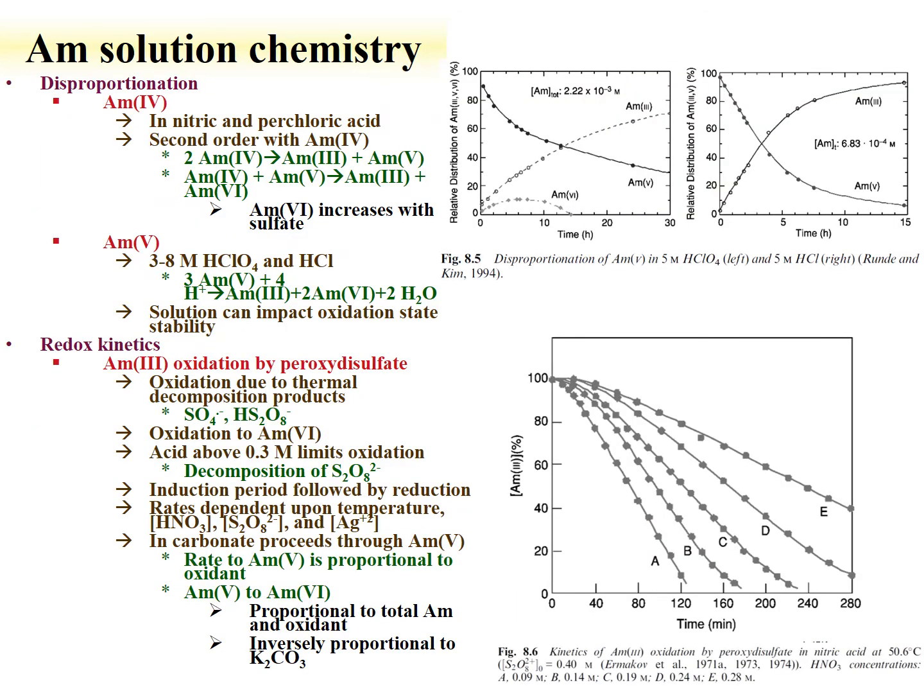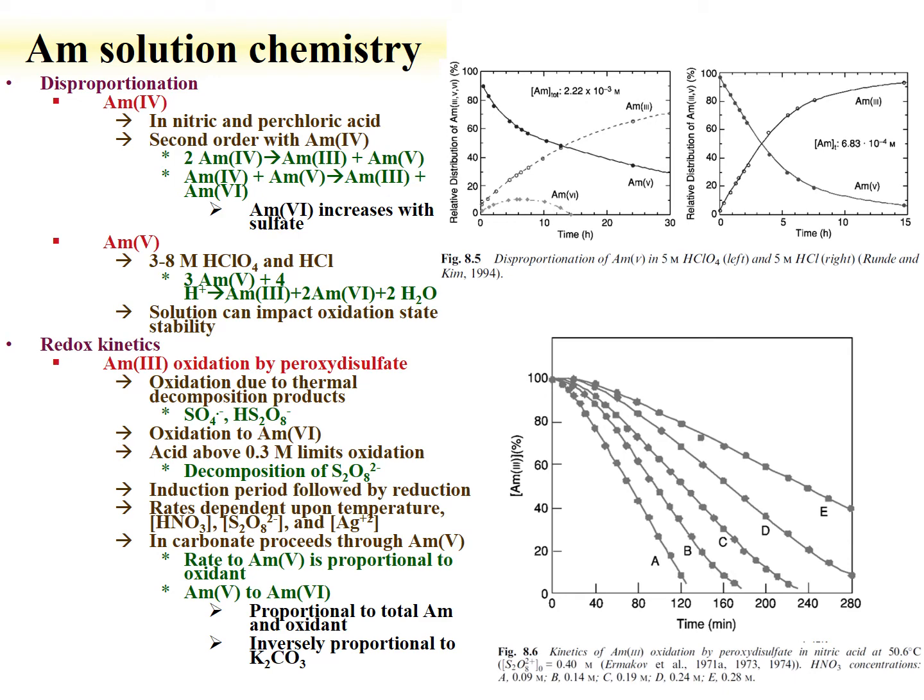Similar to other actinides, americium can undergo disproportionation. We discussed this with neptunium. For americium-4 in nitric acid and perchloric acid, there seems to be a second order with the americium-4 concentration, where 2 americium-4s disproportionate to the 3 and the 5. You can also get the americium-4 and the americium-5 disproportionating to americium-3 and americium-6. The americium-6 concentration seems to increase with sulfate.